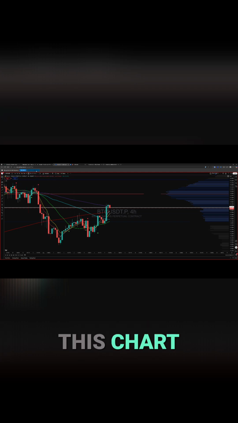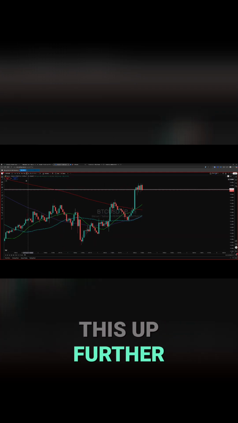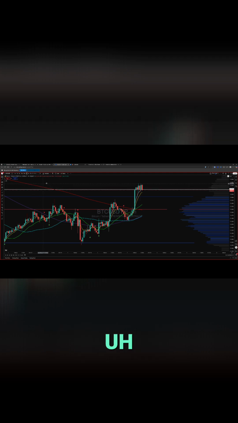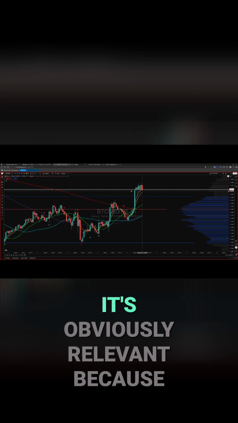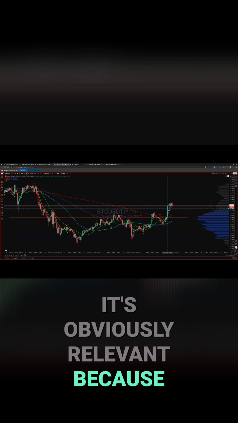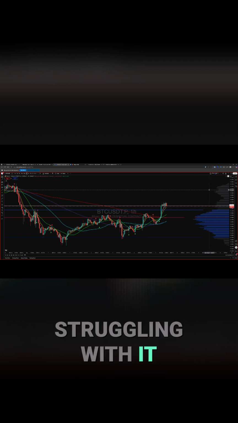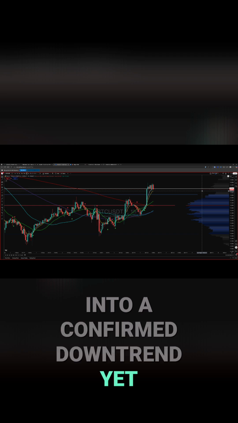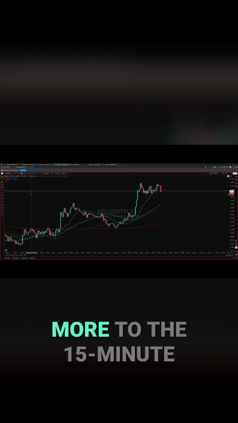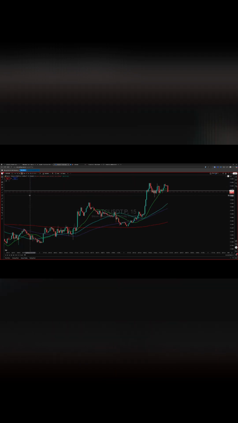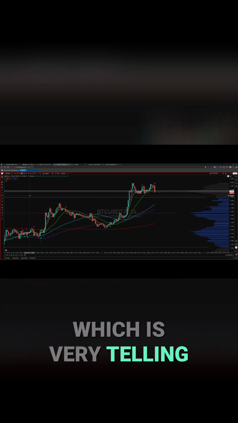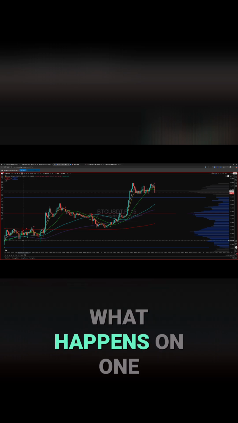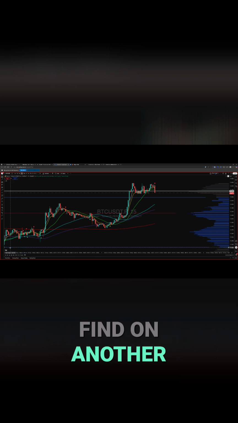And the risk on this chart, we can even back this up further, and this is just a support and resistance level that we drew, I guess, earlier in the week. It's obviously relevant because you can see price struggling with it. On the hourly, have we broken into a confirmed downtrend yet? No, but I bet you if we back this up a little bit more to the 15-minute, which is very telling, there we go. Multiple time frames. Everything is fractal. What happens on one time frame, you're going to find on another.